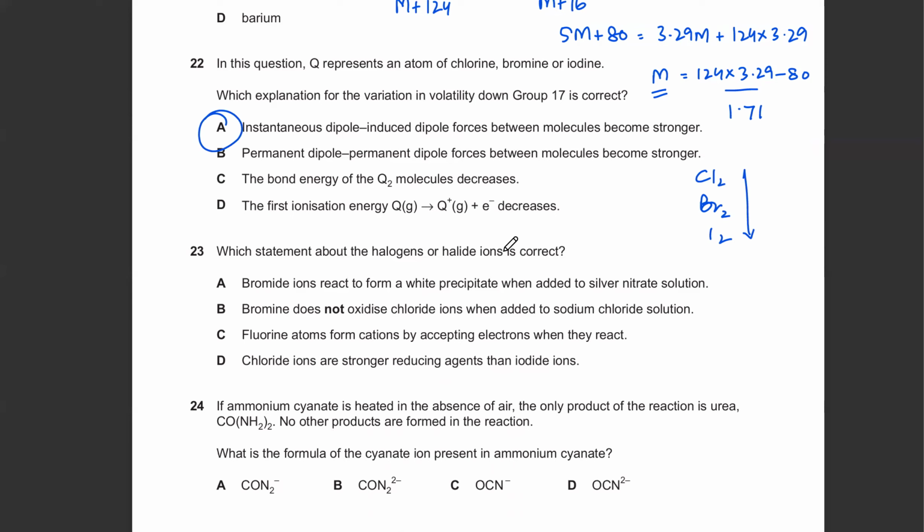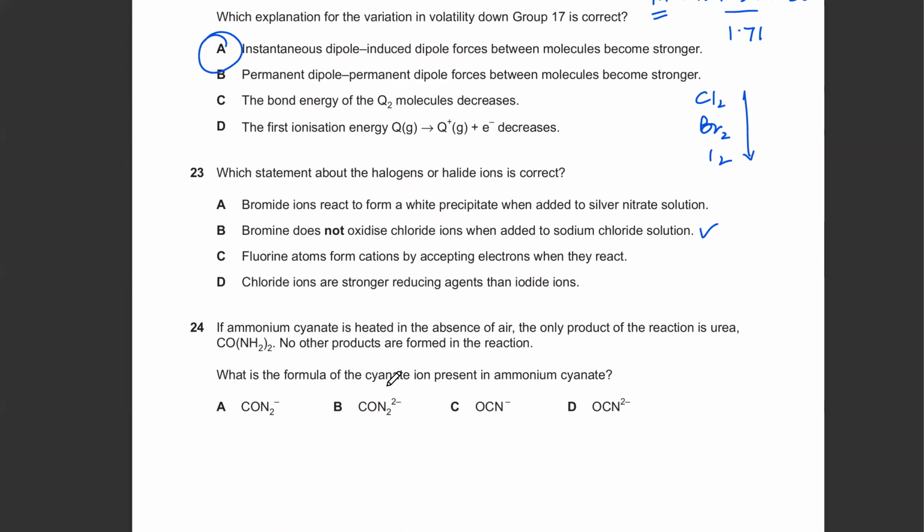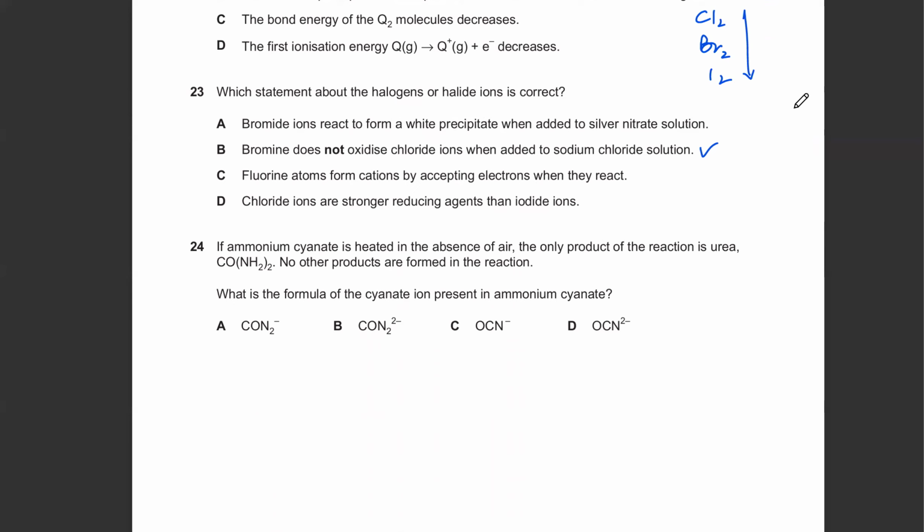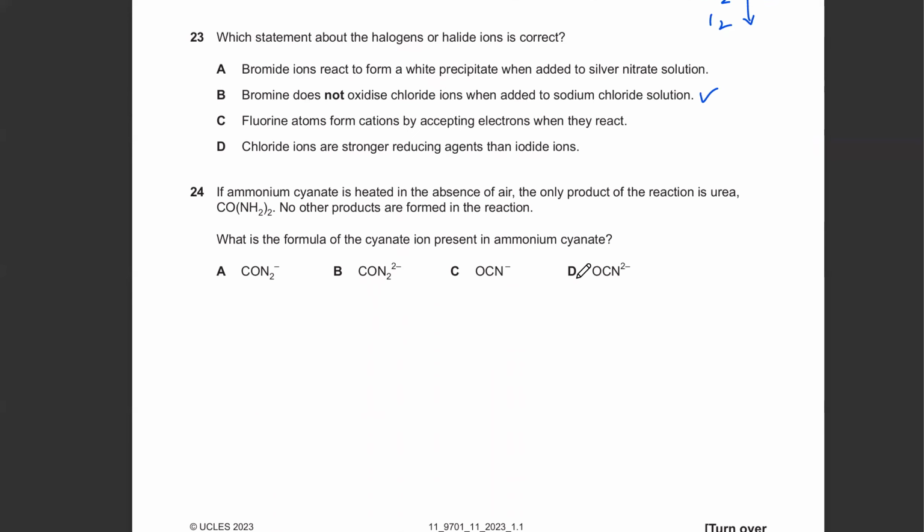Which statement about halogens or halides is correct? Is the first one correct? Do bromide ions form a white precipitate when you add silver nitrate? They form a cream precipitate, so that's wrong. Bromine does not oxidize chloride ions. Is that true? Yes. So that's the right answer, right? The others are wrong. Iodide is the best reducing agent, so the others are wrong. Can you try and figure this next one out?